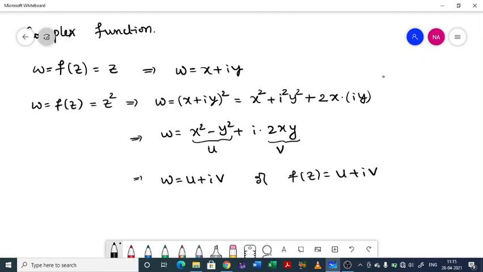No problem. You can write either w equal to u plus iv or f of z equal to u plus iv. Then u will be the real part of the function f of z or w. v will be the imaginary part of the function f of z or w. So this is about complex valued functions. See, till the last semester we have studied functions.